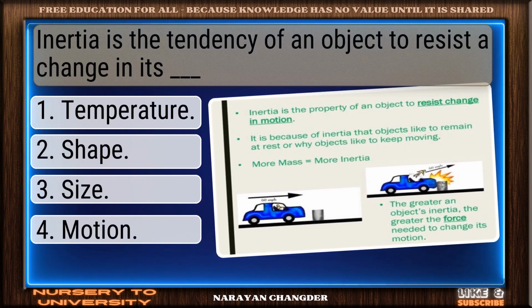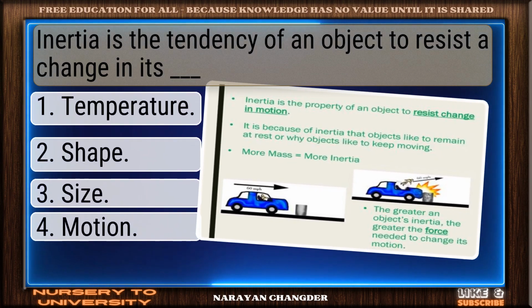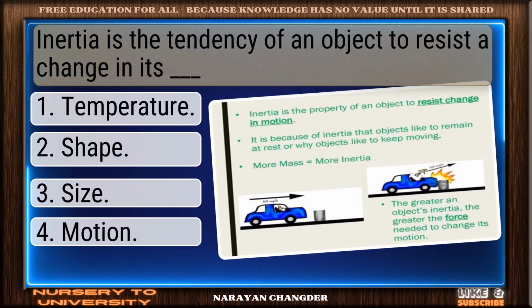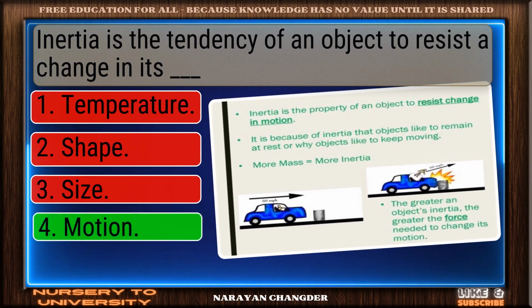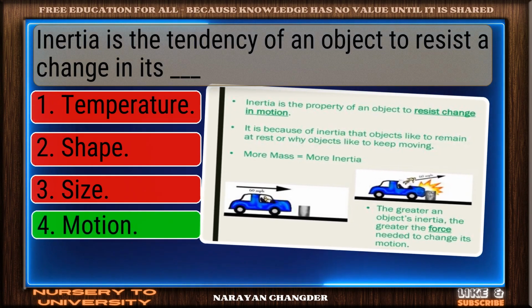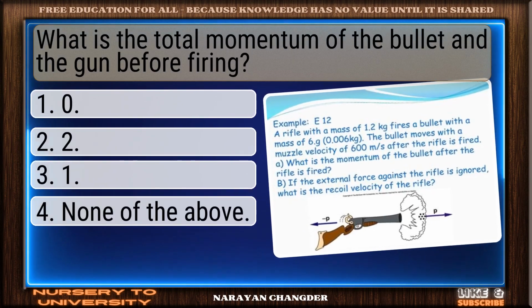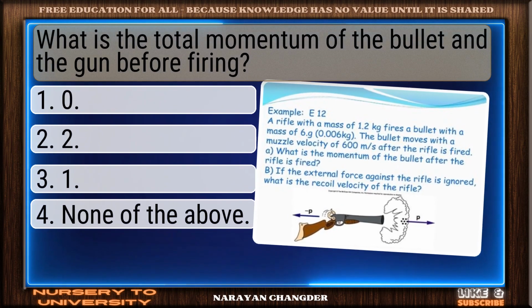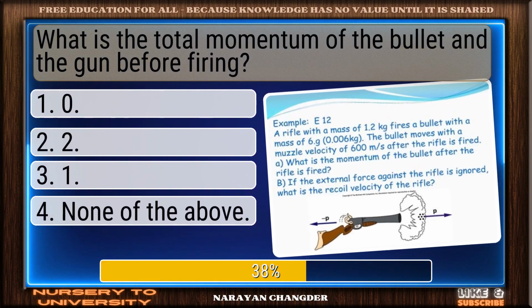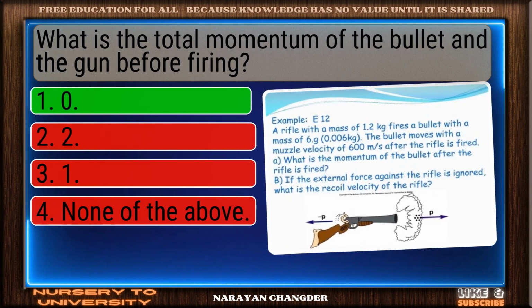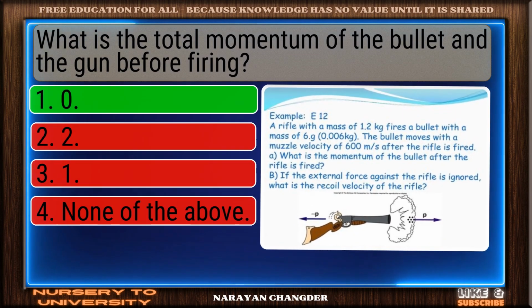Question number 140. Inertia is the tendency of an object to resist a change in its dash. Right again. Motion is a valid answer. Question number 141. What is the total momentum of the bullet and the gun before firing? Excellent. Zero is a brilliant choice.